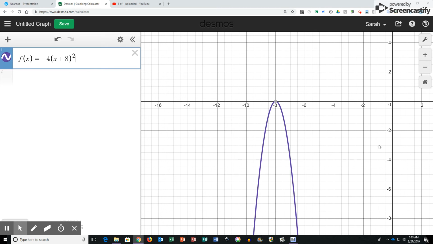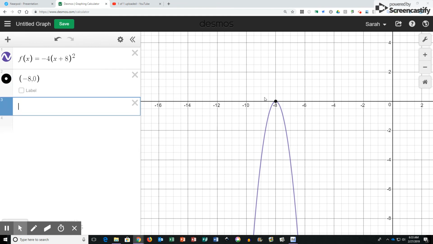Okay, it does look very similar to the one that I graphed on my paper. The vertex we had was -8 comma 0. And when I type that into Desmos, it gives me a point at my vertex. My axis of symmetry we said was x equals -8, right? Notice this red line goes straight down the middle, and it obviously opens down.